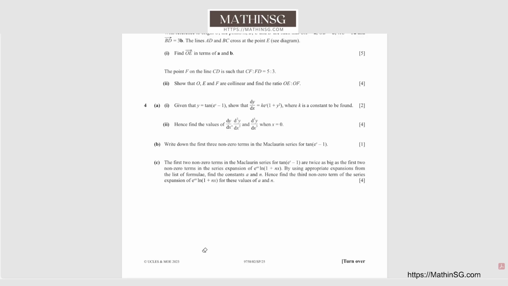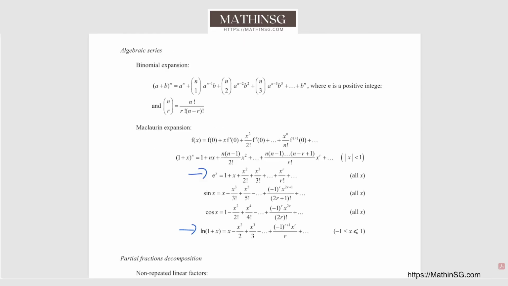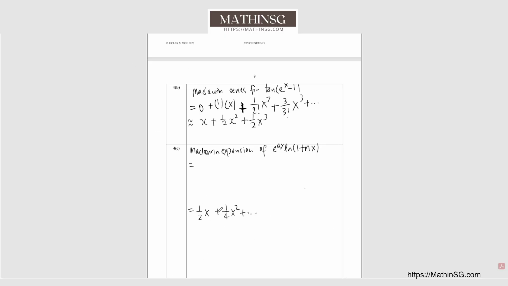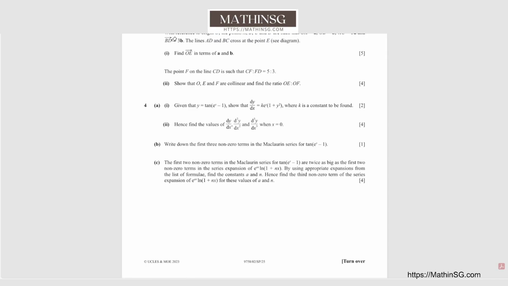Okay, so by using appropriate expansion from the list of formula, find the constants a and n. We know that we need to expand this using the standard series expansion and then equate them to half x plus 1/4 x squared. Next, hence find the third non-zero term of the series expansion of this. So I need the third term of the expansion.